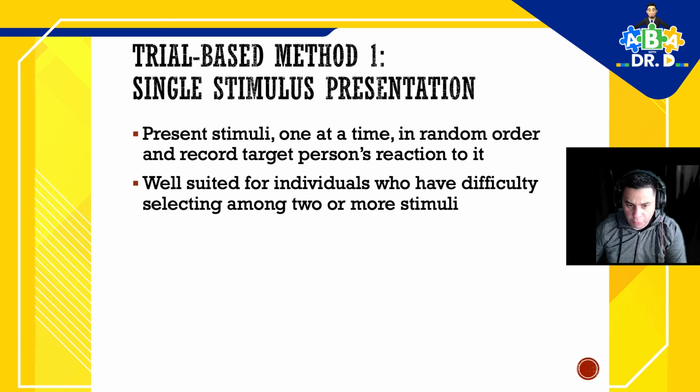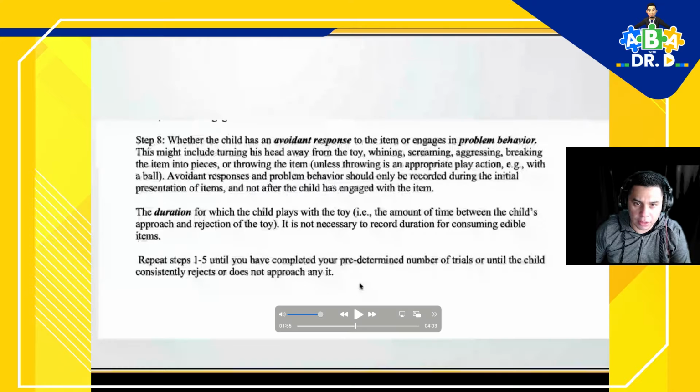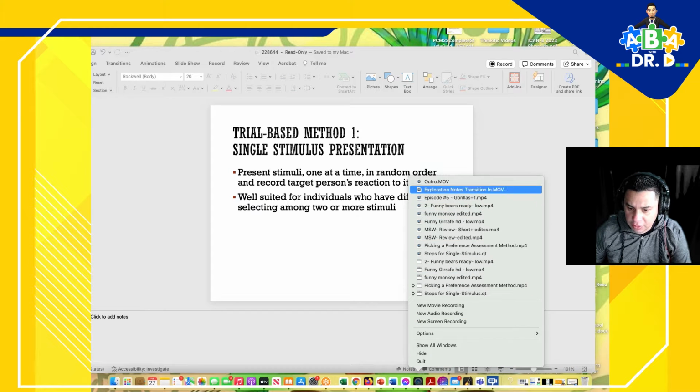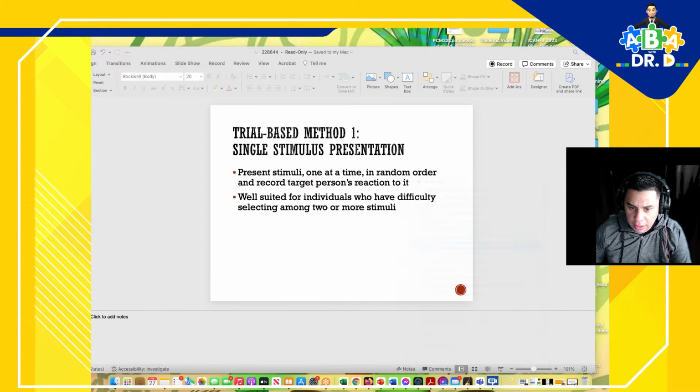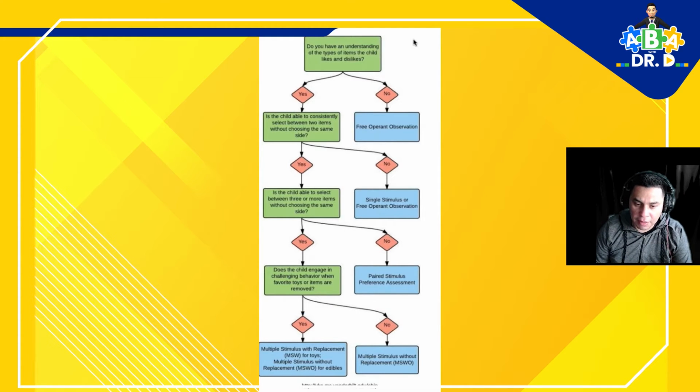implement it. Before I start talking about this, I want to show a bit of information that can help with the decision-making process so that you can figure out whether this is the right procedure for you. A while back, I did a video on picking the right preference assessment. It's actually out of Vanderbilt University, a diagram that they implemented here.